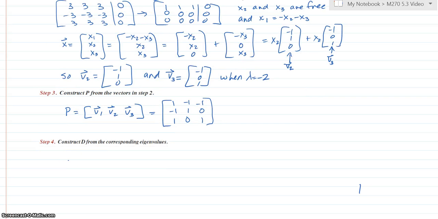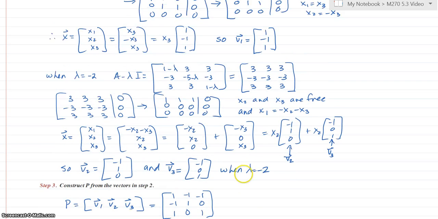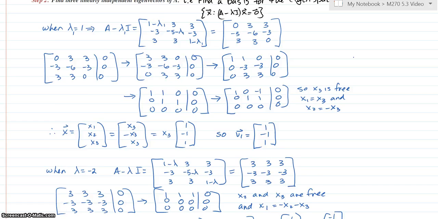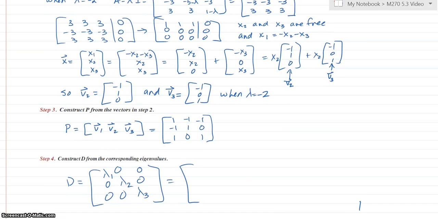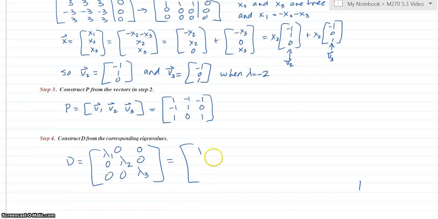And if you remember our D, you have to be careful. It has to correspond with these. These are all 0. So that should be the lambda 1, which was 1. Lambda 2, both of these are negative 2 because they're a double root.